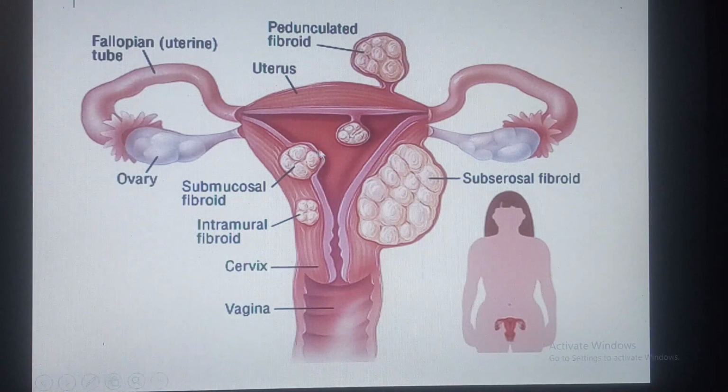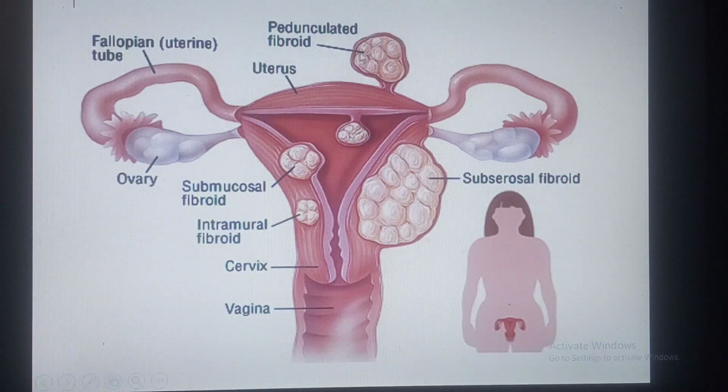But if it inserts in the mucosal area, between the mucosa, that's the endometrium, and the muscle, that's what we call submucosal fibroid. Then it can even happen in the muscle itself, that's the intramural or intramuscular type. Then it can even insert below the serosa, subserosal fibroid, of course.